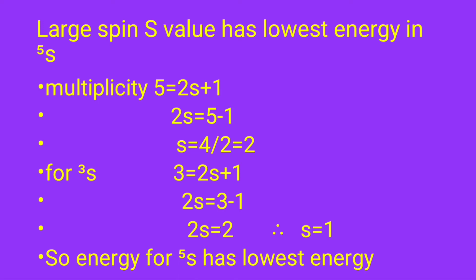Therefore, multiplicity 5 equals 2S plus 1. 2S is equal to 5 minus 1, S is equal to 4 by 2, which simplifies to 2. Similarly, for 3S, the value 3 equals 2S plus 1, 2S is equal to 3 minus 1, 2S is equal to 2. Therefore, S is equal to 1. So, 5S has the lowest energy.